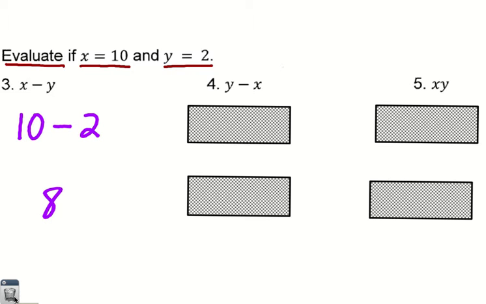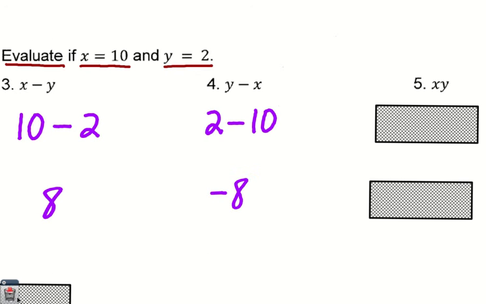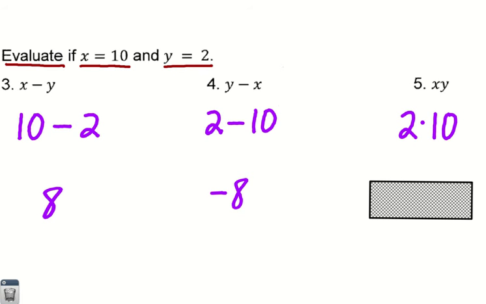Number 4, you're doing y minus x. That is different than doing x minus y. But same old game. Plug in the 2 for the y, plug in the 10 for the x. 2 minus 10 is negative 8. And number 5 says x times y. When you see xy like that, it means x times y, of course. And so we're going to do 2 times 10.